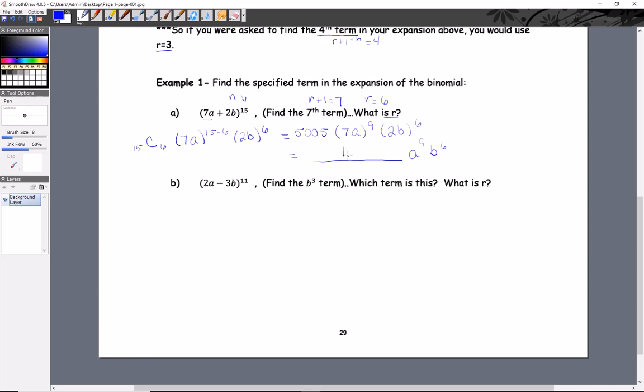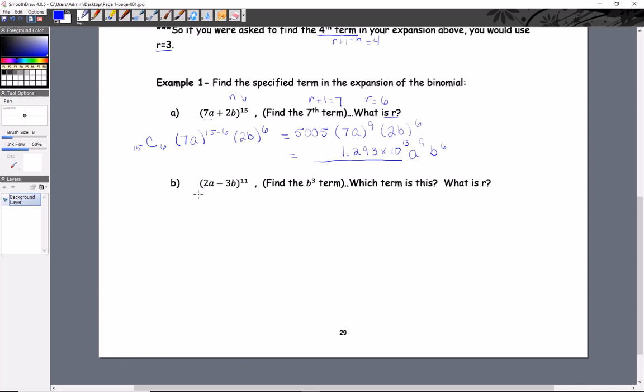So 1.293 times 10 to the 13th power. This is acceptable. It is to 3 places of accuracy at least, and yeah, that's the answer.